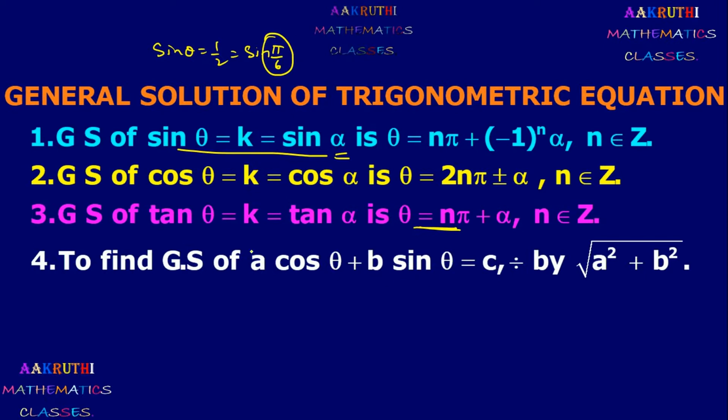Then we can convert the first number into sin theta or cos theta and the second number into sin theta or cos theta. Then we can apply the cos A cos B plus sin A sin B formula, or the sin A cos B plus cos A sin B formula. To find the general solution of the form A cos theta plus B sin theta equals C, we divide both sides by root of A square plus B square.